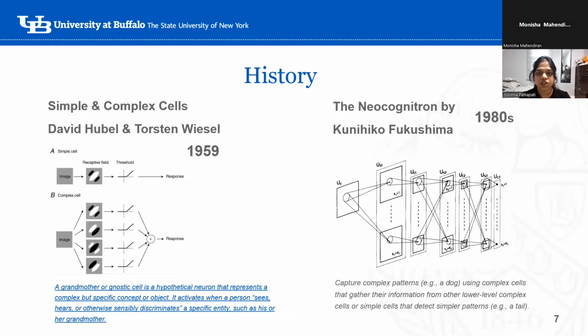And then let's get into the history of CNN, that's convolutional neural networks. David Hubel and Torsten Wiesel found simple and complex cells. These are completely biological. These simple cells and complex cells were then advanced by Kunihiko Fukushima. Fukushima got inspired by the work of Hubel and Wiesel, and he advanced the basic concept of biological complex cells and simple cells into artificial S cells and C cells. This was done in the 1980s. These capture complex patterns, for example a dog, using complex cells that gather information from other lower-level complex cells and simple cells that detect simpler patterns.